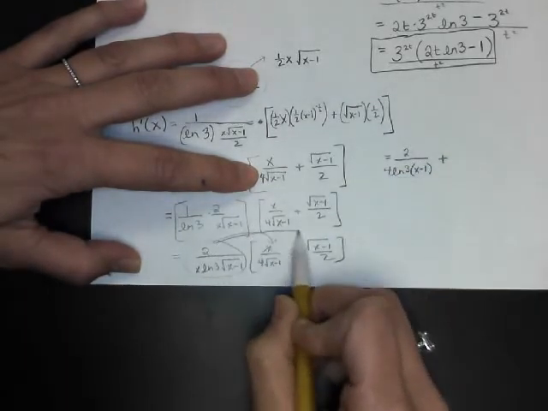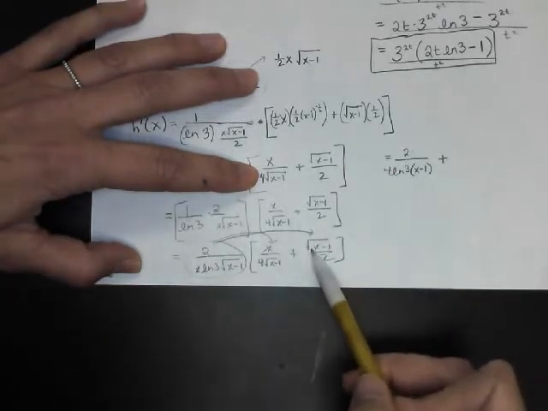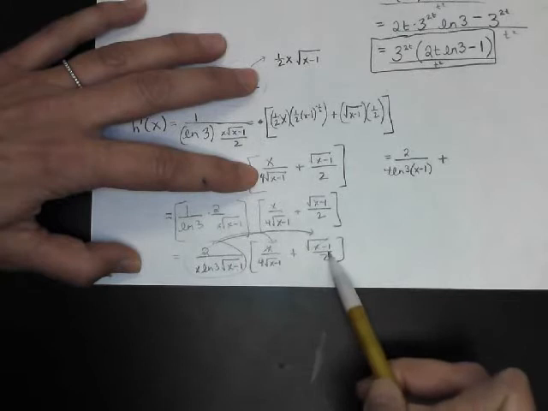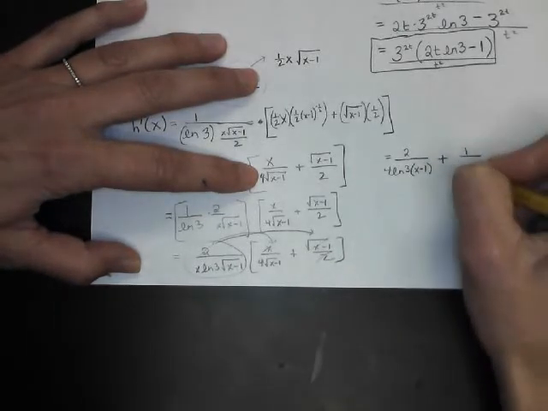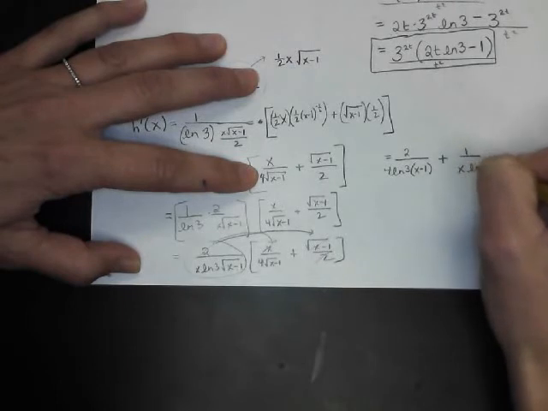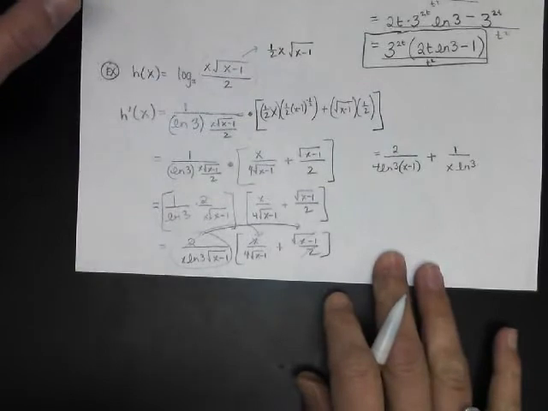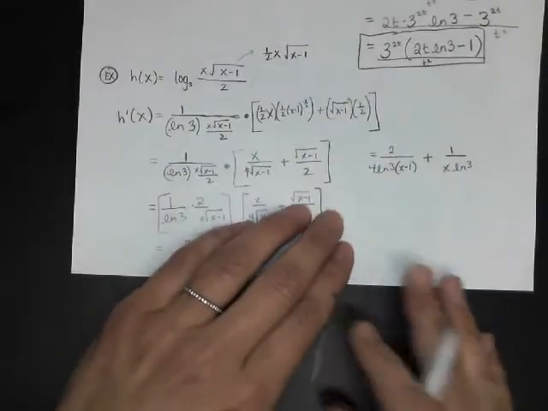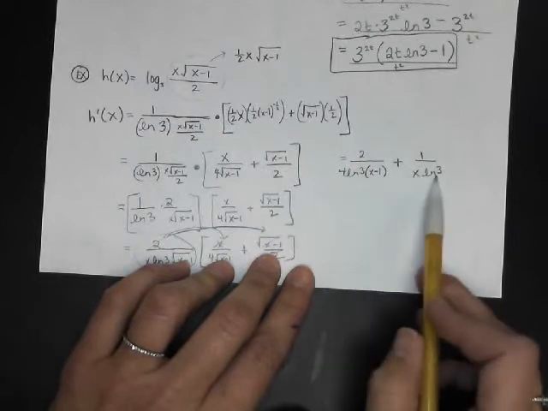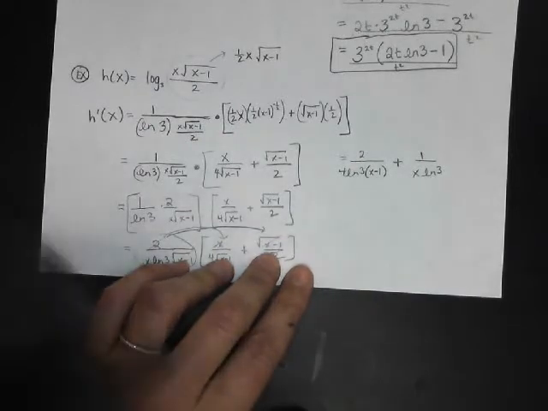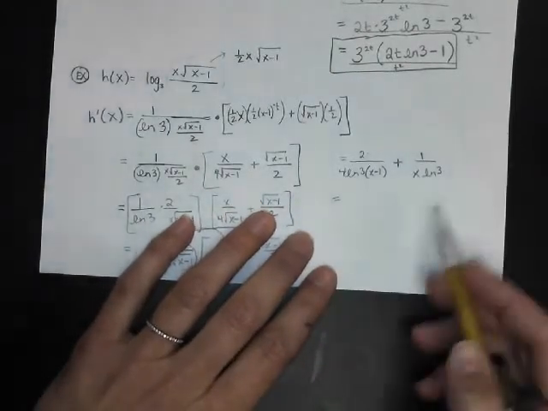Plus, on my second distribution, this x minus 1 is going to cancel with that one. This 2 is going to cancel with that one, so it's just going to be 1 over x natural log of 3, and that would be it. They both have a natural log of 3. We could get a common denominator and combine these. I'll do it just for the sake of if we have to.